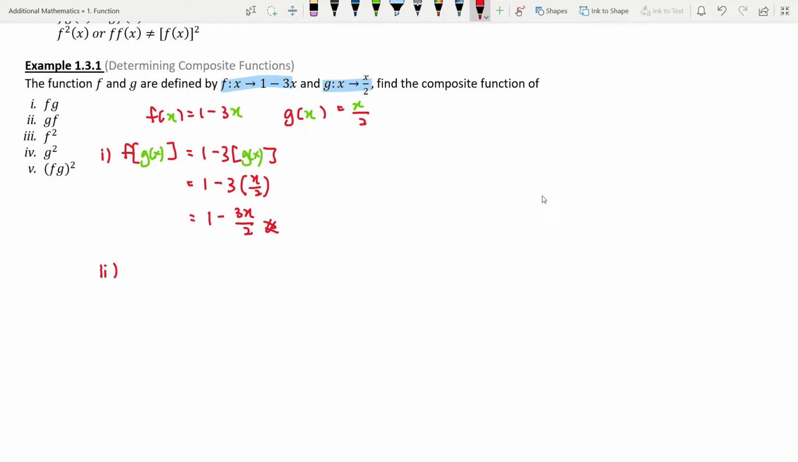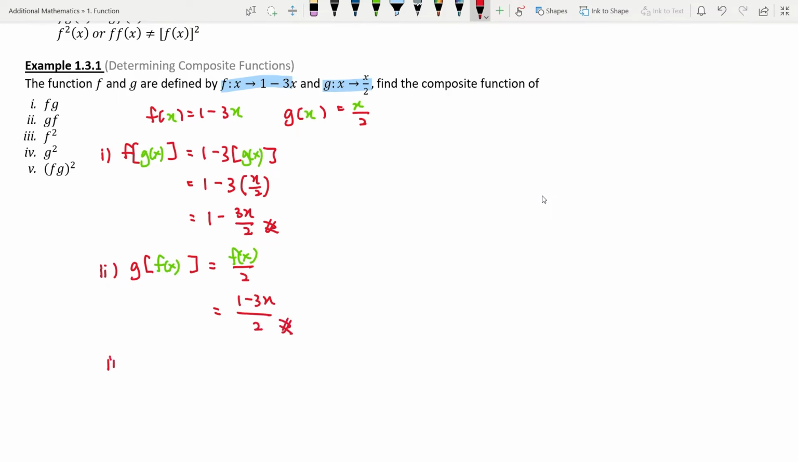Second part, we are asked to find g of fx. We have g of fx. fx is our variable. We are substituting the fx into the g. gx is equal to x over 2. Therefore, g of fx, we will have fx over 2. Substitute the fx, 1 minus 3x over 2.